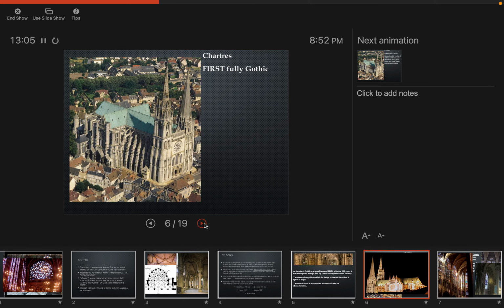Okay, so we have Chartres Cathedral. It's the first fully Gothic cathedral.